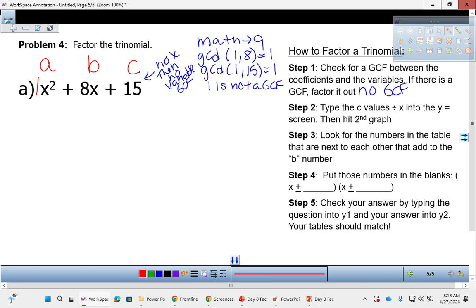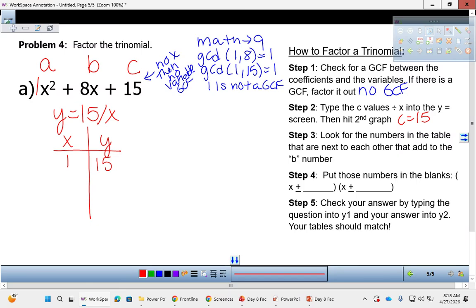I'm going to type the c value divided by x into the y equals screen. The c value in this case is 15. It's the last number. You don't even have to use your calculator if you don't want to. But in my y equals screen, I'm going to do c divided by x, and I'm going to look at the table. I'm going to start with 1. That's the first value in the table, and next to that is a 15. Next to the 2, if you look in your table, will be a decimal, so I'm not going to write that one.